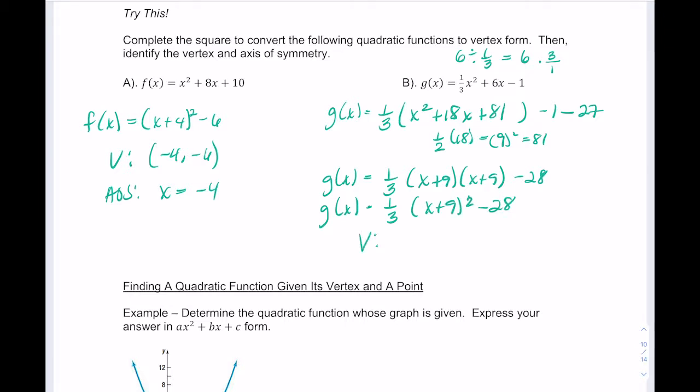And now my vertex would be -9, -28. And my axis of symmetry is x equals -9.